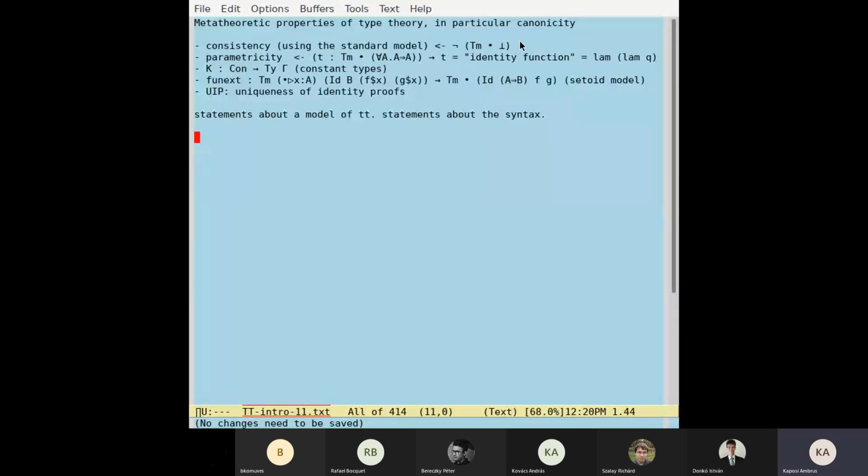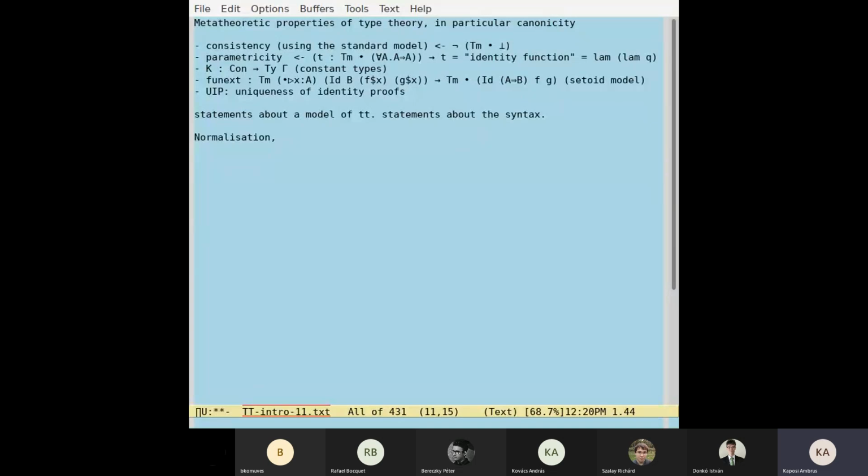So there are other important properties of the syntax, which are some kind of most important property of the syntax. It's usually called normalization. And in fact, some of these, for example, consistency and parametricity, are closely related to this normalization.